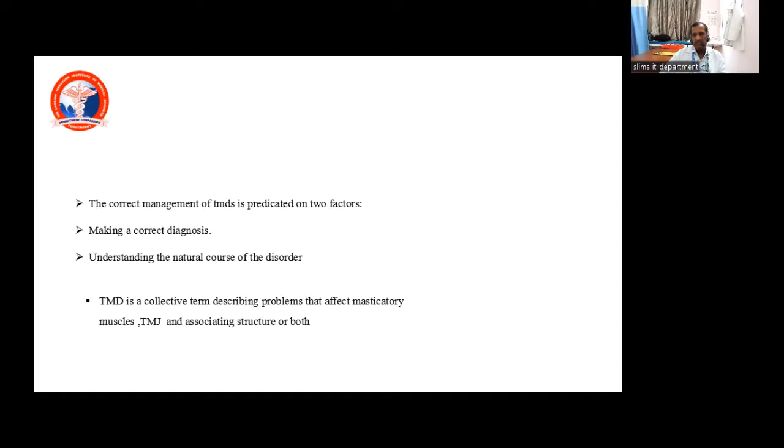Temporomandibular dysfunction is a collective term describing the problems that affect the masticatory muscles, the temporomandibular joint, and associated structures. It is a collective terminology, a broad terminology.